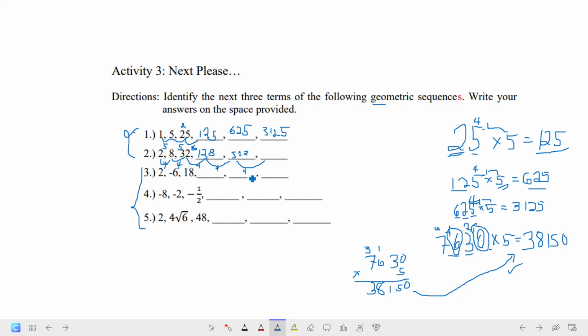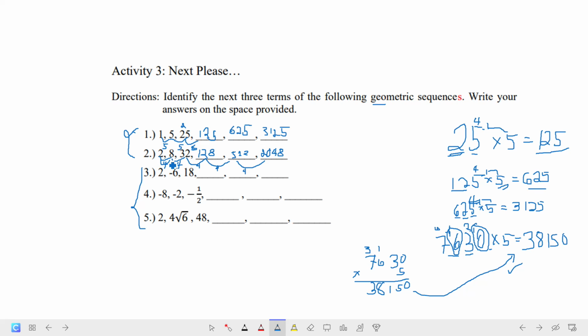And we will multiply again 4. So this we will get 4 times 512 is 2048. All right. So that's it. So to get for the next three terms, just think of it.